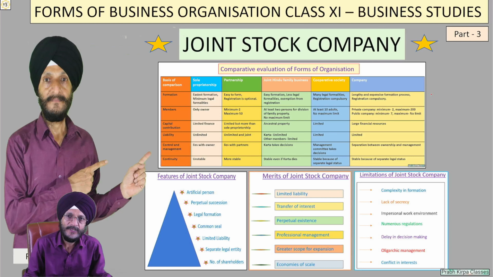In case of joint Hindu family business, the members of the joint Hindu family are the members and the Karta is responsible for taking all the decisions and his liability is unlimited, whereas all the other members of the joint Hindu family have limited liability.